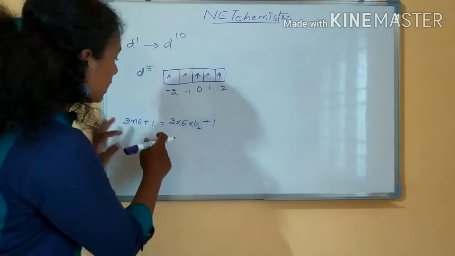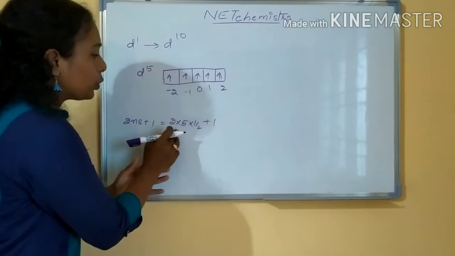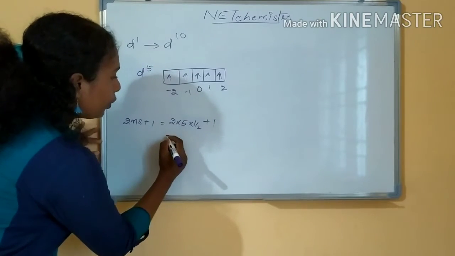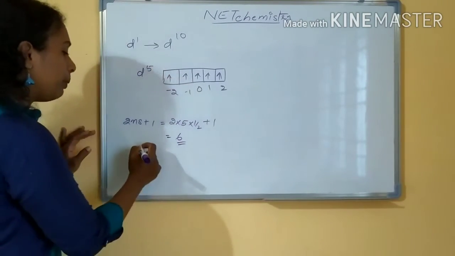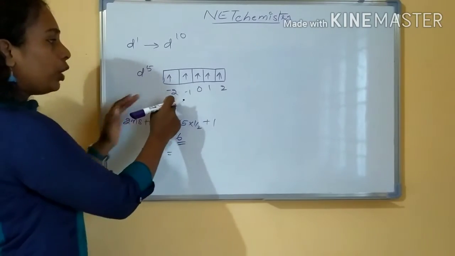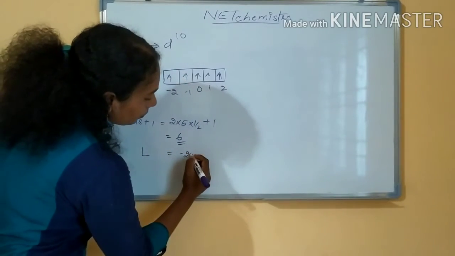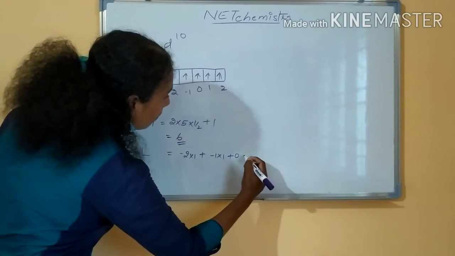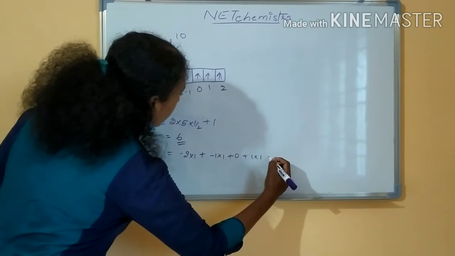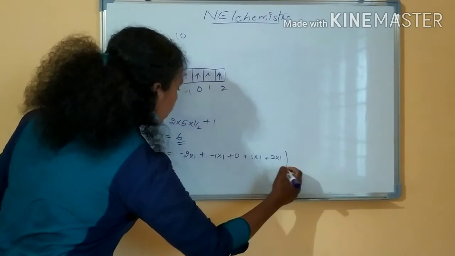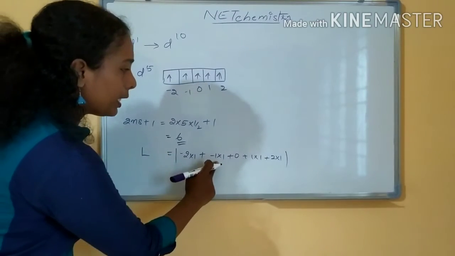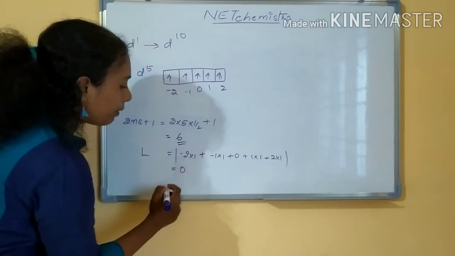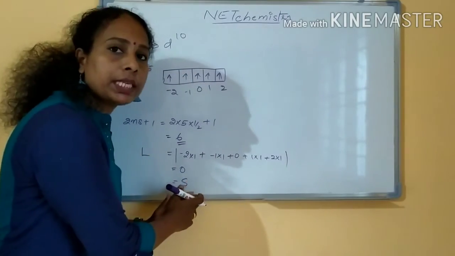D5 configuration: we will see 2S plus 1. I am just substituting: 2 into 5 unpaired electrons into 1 by 2 is the spin, plus 1. What will you be getting? 6, right? What will be the L value? L value is equal to minus 2 into 1, plus minus 1 into 1, plus 0, right? Plus 1 into 1 plus 2 into 1, right? So minus 2, minus 1 here and plus 1 and plus 2 will cancel, so you will be getting the L value 0. L value equal to 0 represents S orbital.